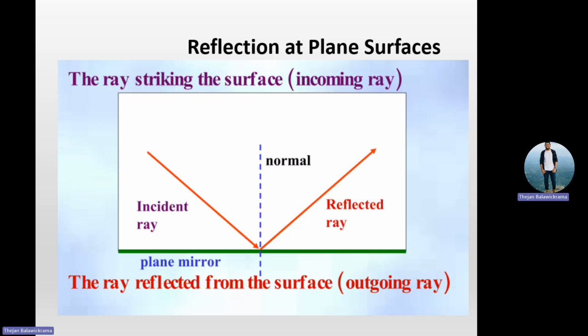And they have given this as a plane mirror. A plane mirror is normally shown like this, right? This is your plane mirror, and this is your incident ray. The other one is the reflected ray. And if you want to show that you know more, show the angles as the same. Angles the same.